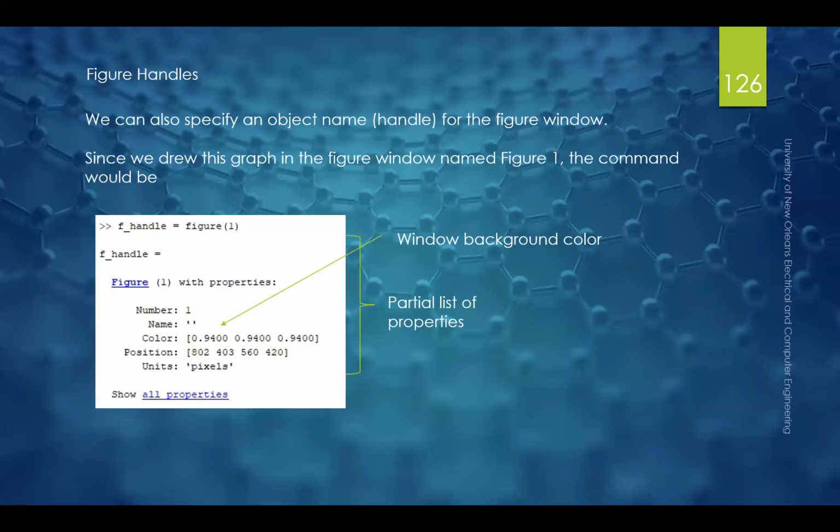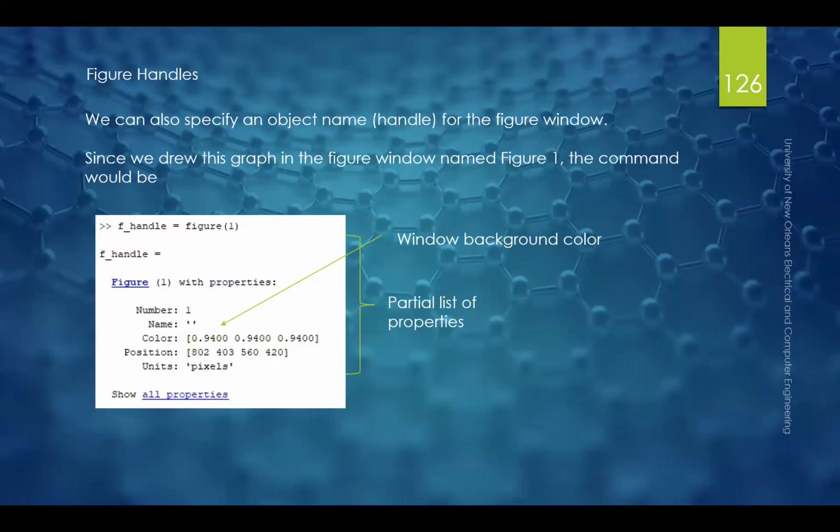And as you can see now, if we look at the properties of the f handle, this shows you again a partial list of properties. If you want to see all properties, we can click on show properties, and it'll display even more properties. But the more useful ones, if you will, are shown here, like the number of the figure, the name of the figure, which you haven't given a name, the color, the position, and the units.